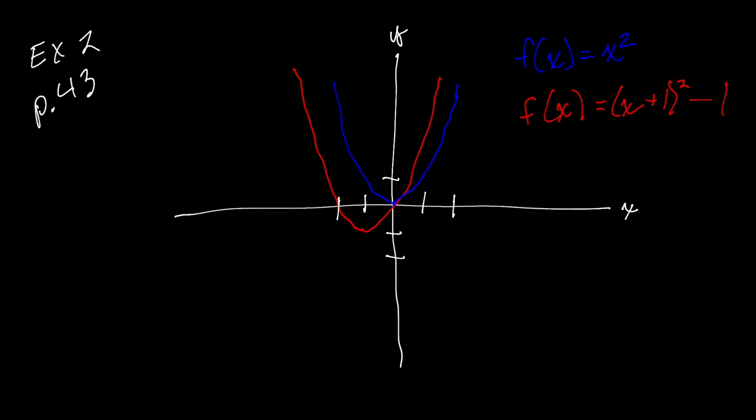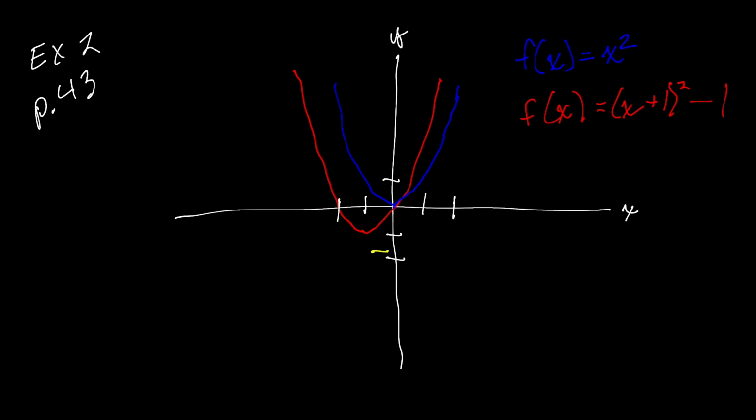Example 2, also on page 43. So this is somewhat similar to the previous. We're just doing 2 things to this graph. So in blue is my parent function, right? It's just x squared. And then plus 1 means, counterintuitively, moving 1 unit to the left. So I'm moving this 1 unit to the left. That's an arrow. Which is what I did first over here. And then minus 1. This minus 1 moves it down 1 unit.